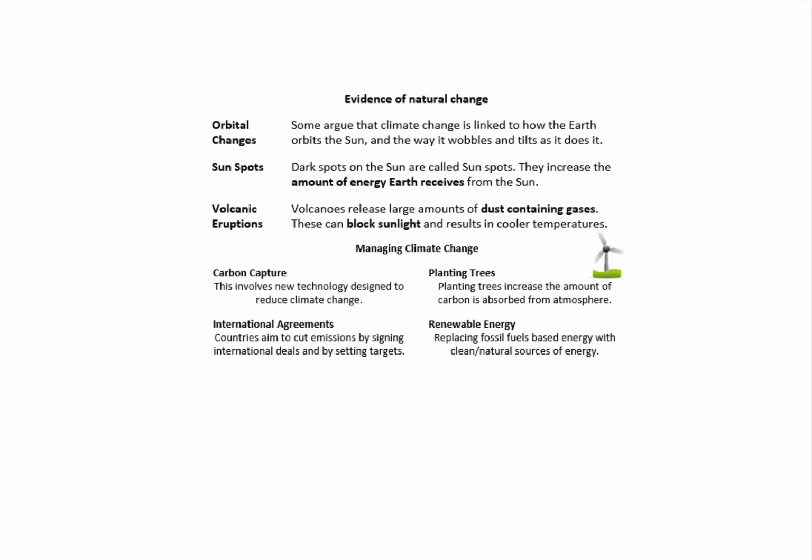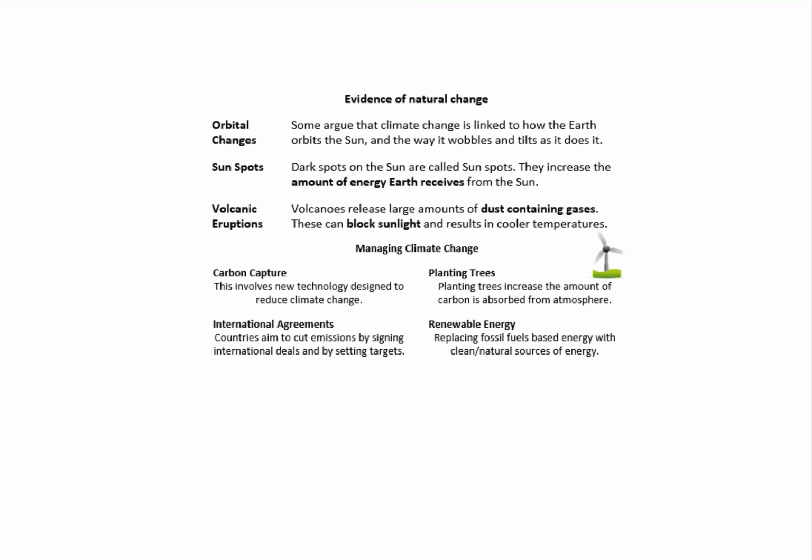We've also got evidence of natural change, so things that humans don't have much control over. So we've got orbital changes, sunspots, volcanic eruptions. Volcanic eruptions, I think, is probably the most memorable one. They're obviously going to contain lots of gases, they block out sunlight. Again, that's obviously going to cause an impact.